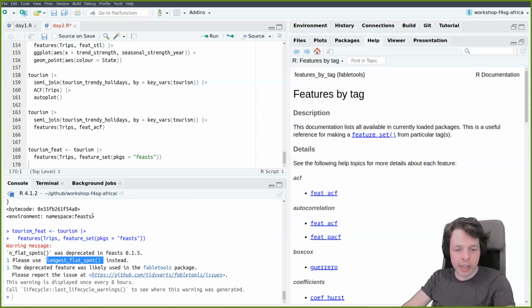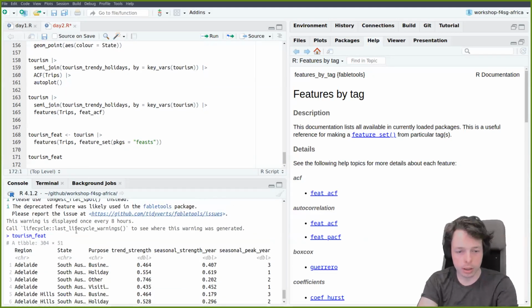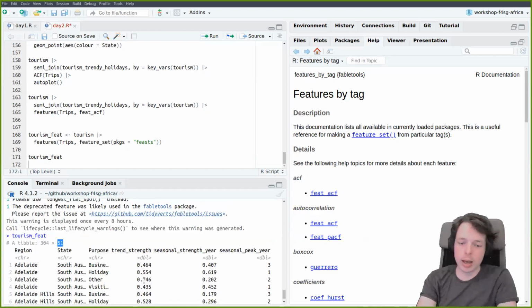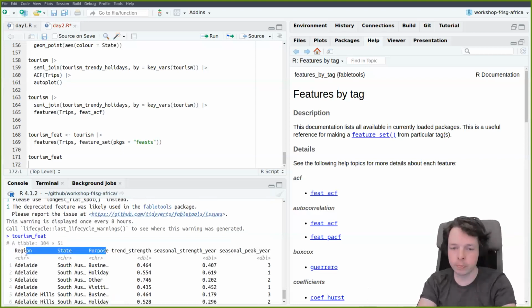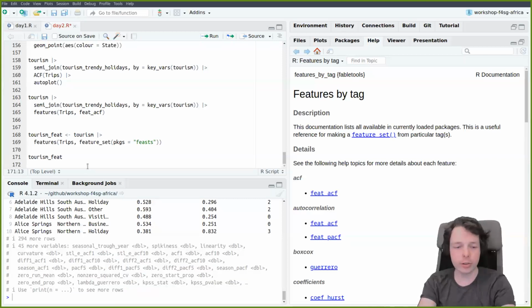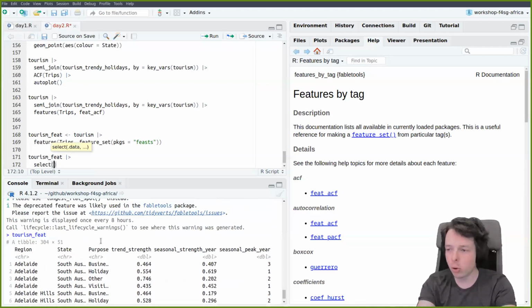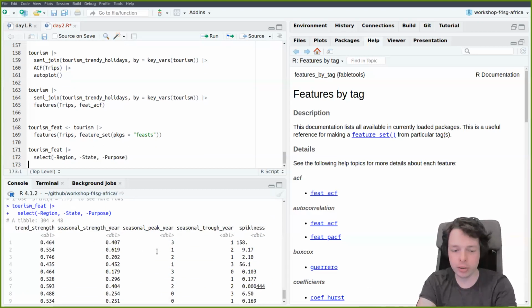Okay, a little warning here, but that's fine. What we should have is a new data set with 51 columns. 3 of those columns are the key variables, so that we have 48 different variables in total for our features. And then what we can do is remove my key variables because they'll cause problems for the next model that we're using. So remove region, state, and purpose. So now I've just got a data set with a lot of numbers in it, all of my features.